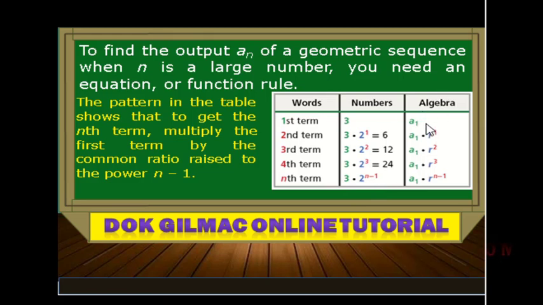In algebra, we have a sub 1, and we have a sub 1 times r raised to 1, a sub 1 times r raised to 2, up to a sub 1 times r raised to n minus 1. So, as you can see here, we have the given formula in determining the nth term of a geometric sequence.